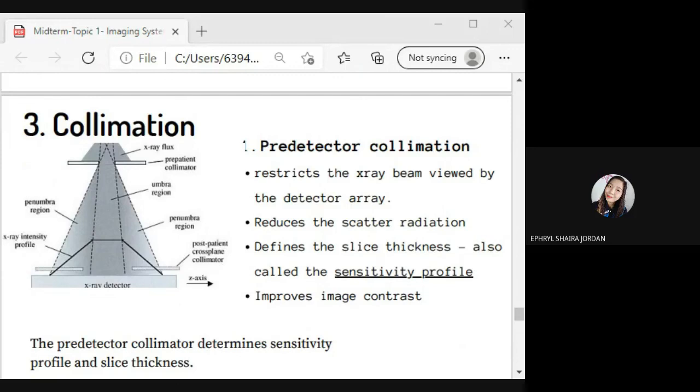Therefore, this also improves the image contrast. The pre-detector collimator determines the sensitivity profile and slice thickness, and improves image contrast by reducing the scatter radiation that reaches the detector array.